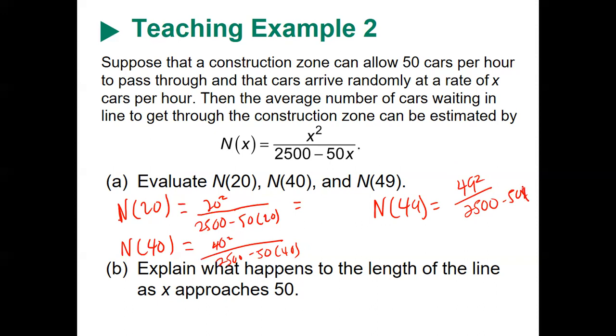That's a very weird looking 49, but it's a 49. You're just substituting for x. So then once you have your exact fraction, then we'll talk about approximating. Let's approximate to the nearest hundredth.